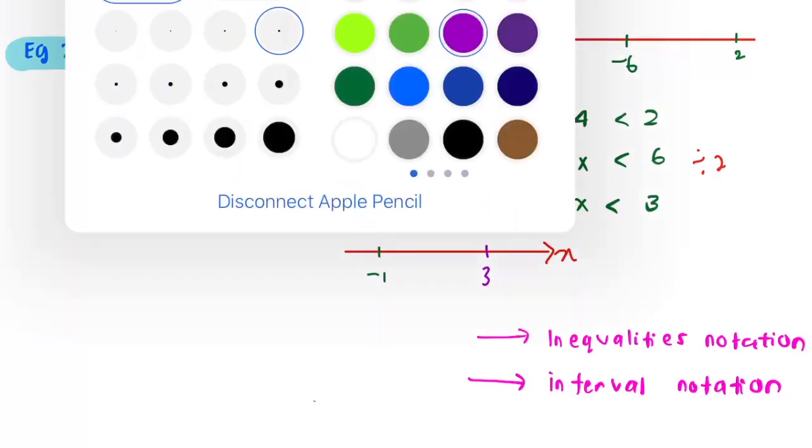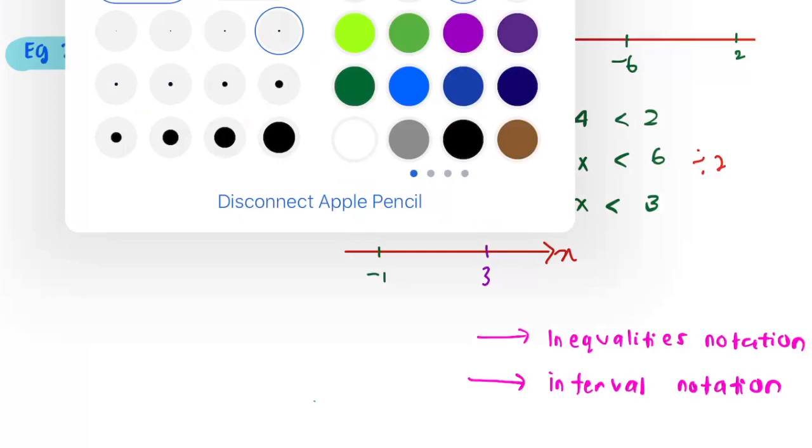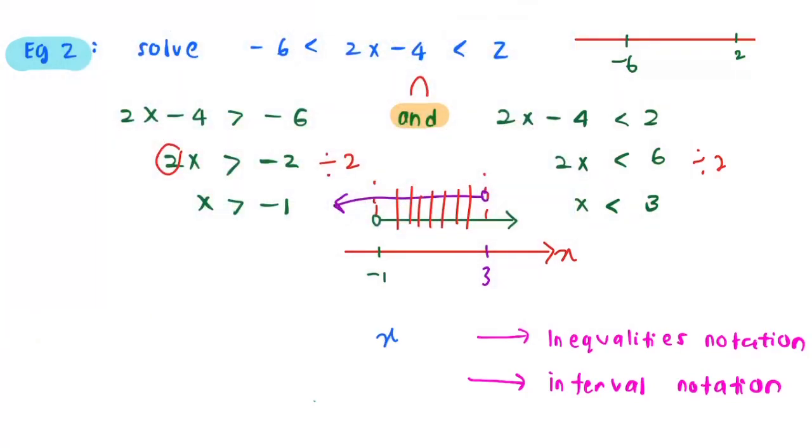Then let's find where they meet each other. You must find the intersection. Why must we find the intersection? Because now we are using and. And is intersection. So let's write the answer in inequality notation. Your answer should be written as x is more than minus 1 and less than 3. In interval notation, you must write it as x starting from minus 1 until 3, not included. So this is your final answer.